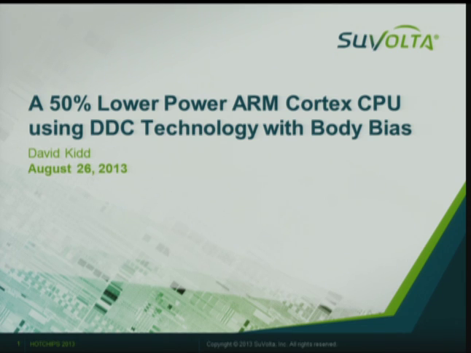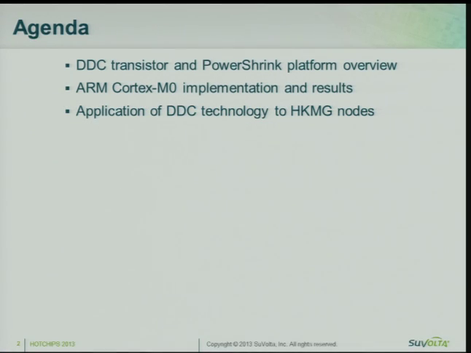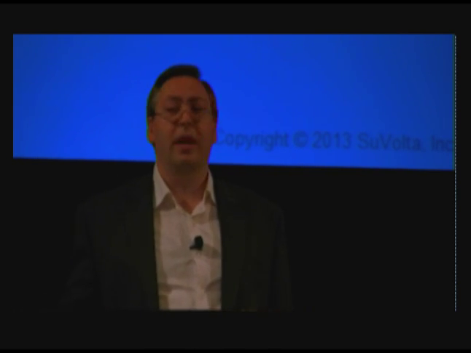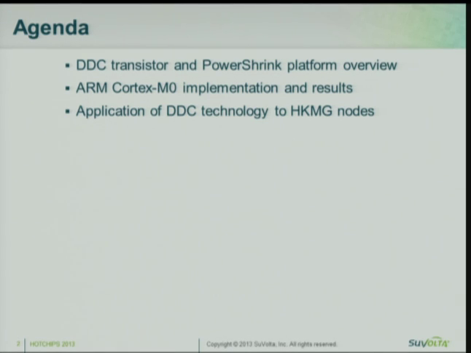Good afternoon. I'm going to be talking about SuVolta's DDC technology and our power shrink platform and the results we're able to achieve on an ARM Cortex M0 CPU. First, a review of the DDC transistor architecture and an overview of the power shrink platform that allows us to get the power savings that we've been claiming. I'm also going to go into the ARM Cortex M0 CPU implementation and the results we achieved. And finally, a preview of what we're seeing on the 28 and 20 nanometer high-K metal gate nodes when we apply our technology.